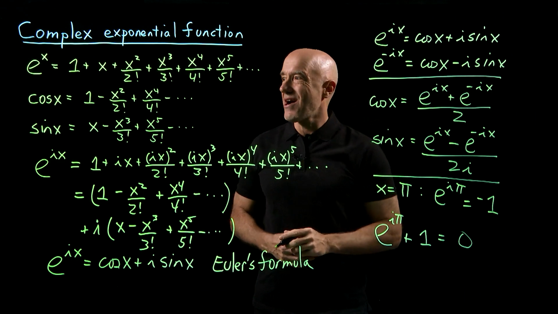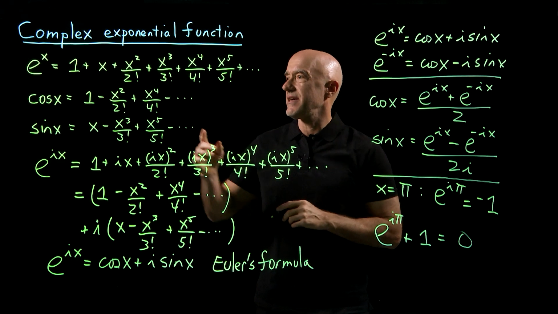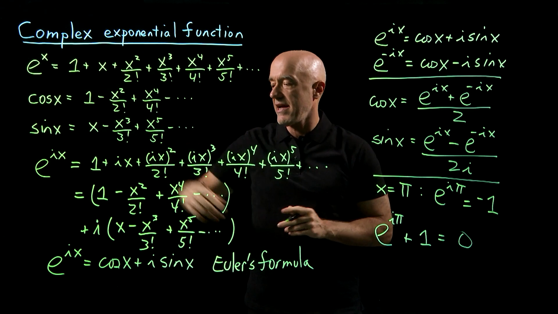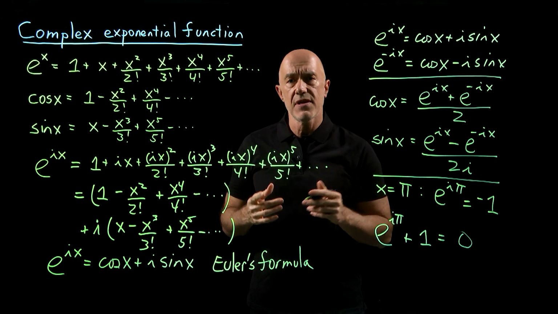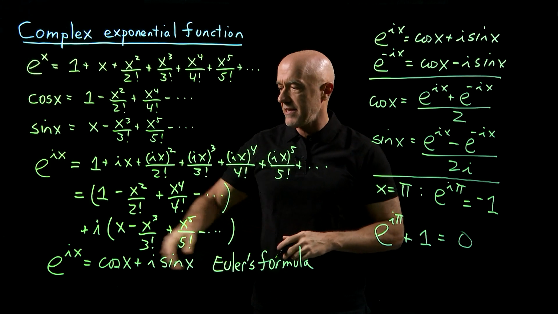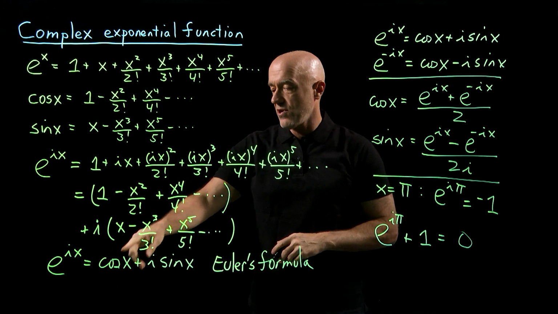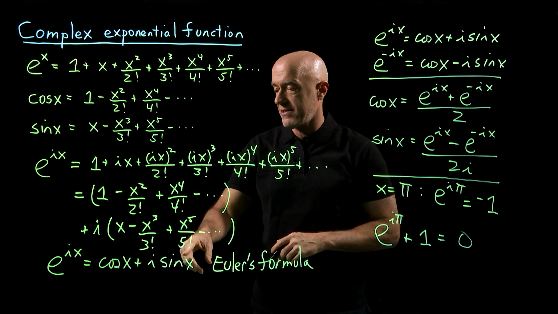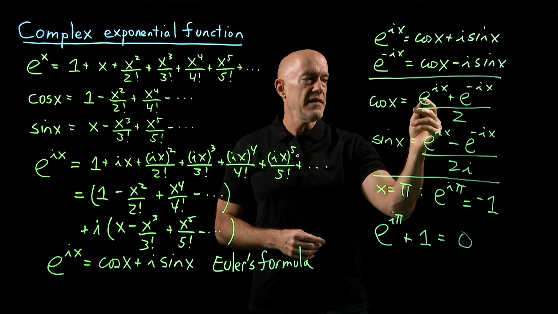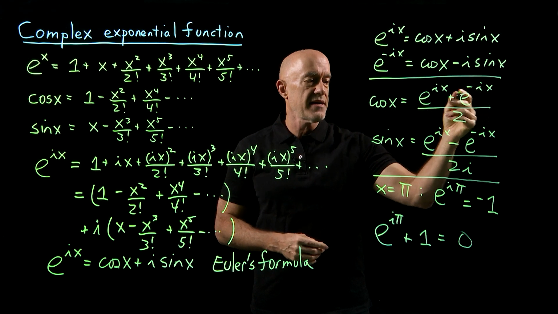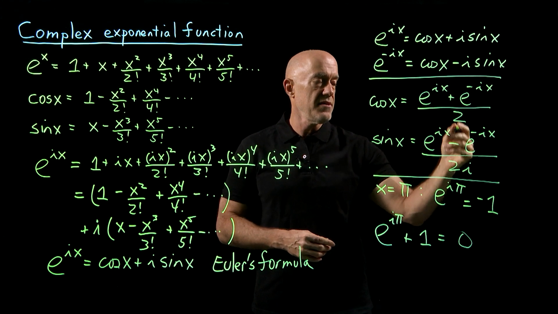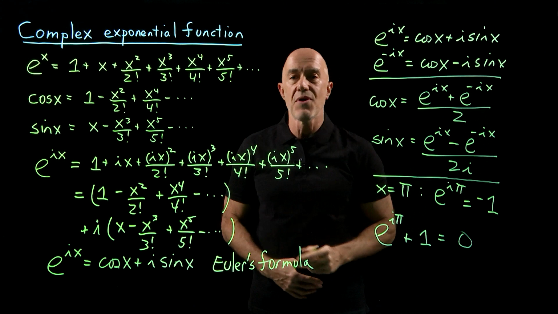So let me summarize. We've now, using the Taylor series for the exponential function, the cosine and the sine, derived one of the most important identities in mathematics. e to the ix equals cosine x plus i sine x. Using that identity, we can then write cosine x as e to the ix plus e to the minus ix over 2, and sine x as e to the ix minus e to the minus ix over 2i.